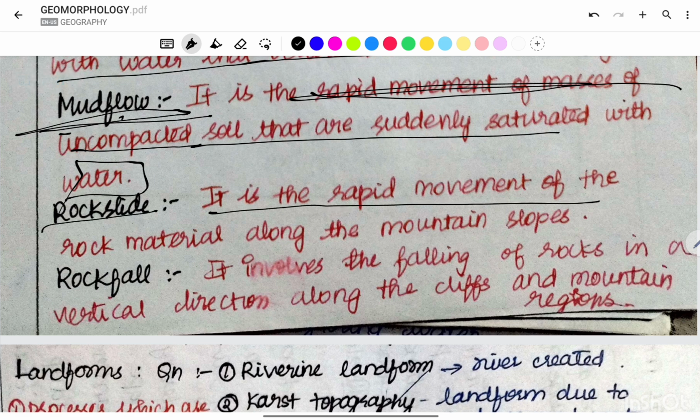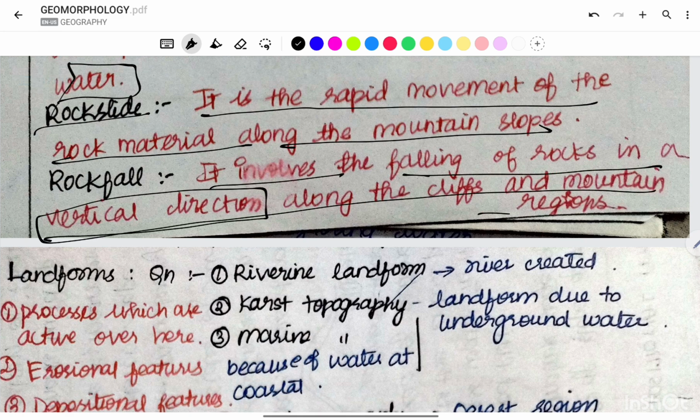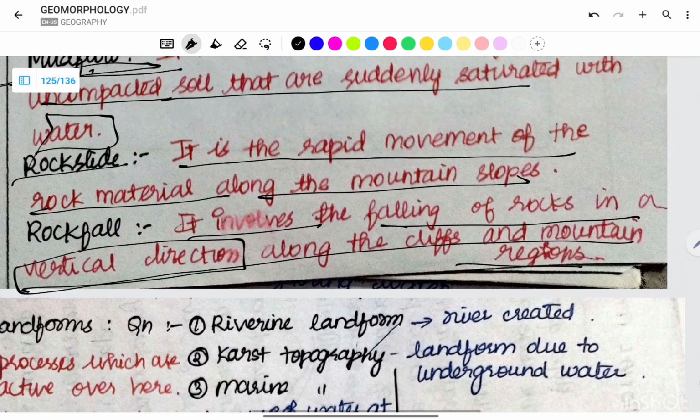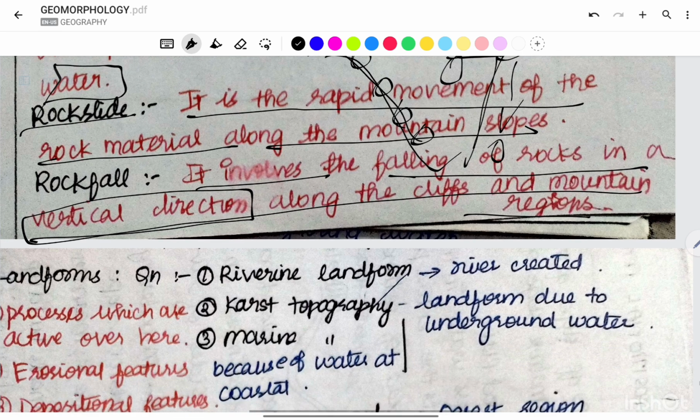Rock slide is the rapid movement of rock materials along mountain slopes. Then we have rock fall, which involves the falling of rocks in the vertical direction along cliffs and mountains. Rock is sliding, rock is falling. Rock slides along the slope, and rock falls from a cliff.